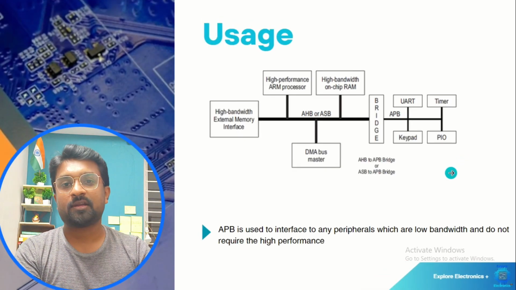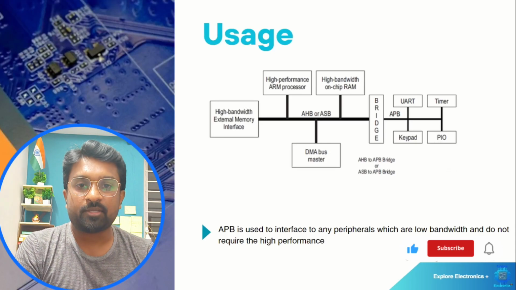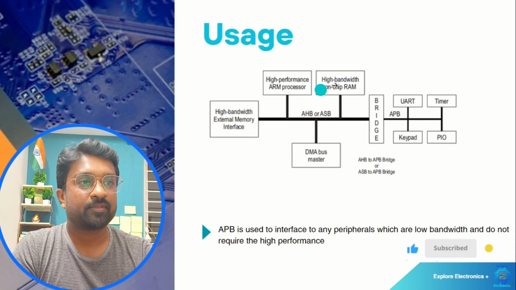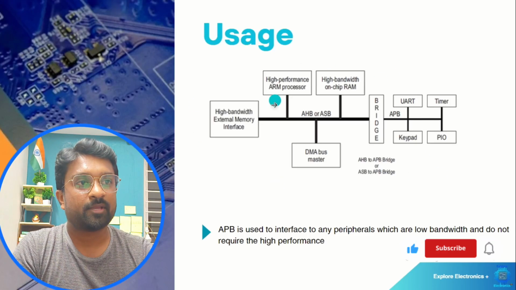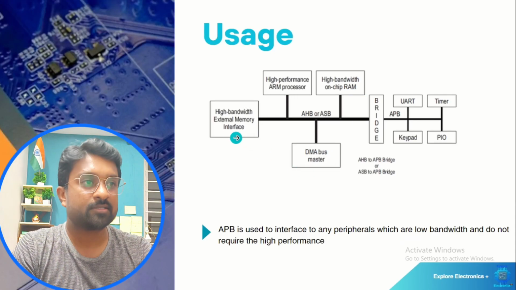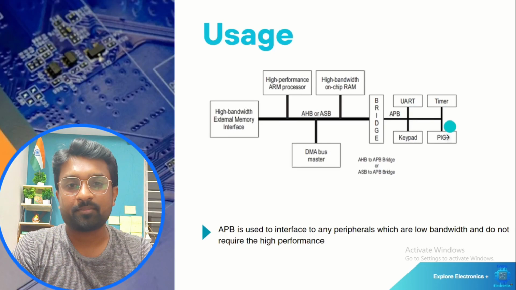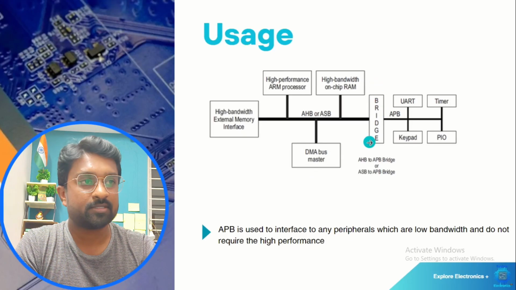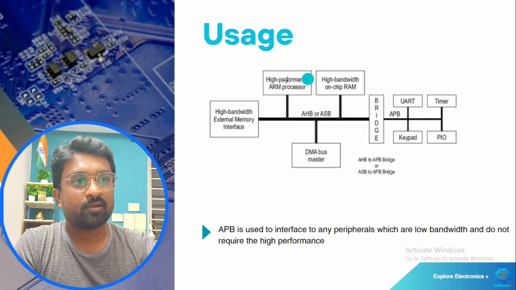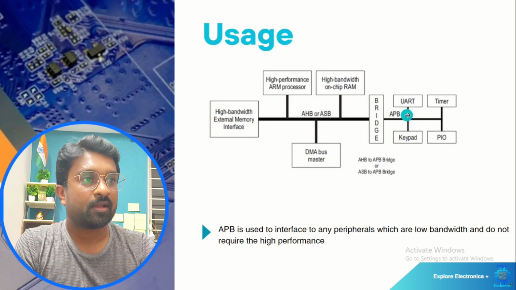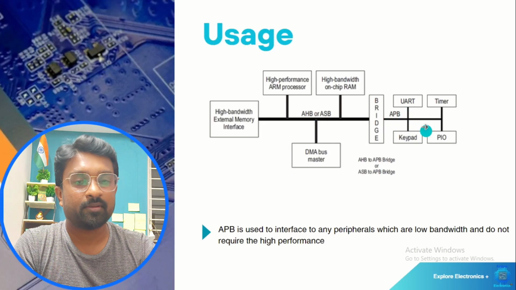And the first thing is that we need to understand where actually this APB is going to be used, how actually the usage of this APB will be. You can see in this diagram, this is a simple SoC which will be having a processor, RAM, DMA bus master, and then external memory interface, and also UART, keypad, timer, and PIO. You can see clearly there is a bridge over here. I will tell you what the bridge is. Before the bridge, we have all the high performance peripherals which are connected with AHB or ASB. And on the right side of the bridge we have the APB bus which is connected to UART, timer, keypad, and PIO.